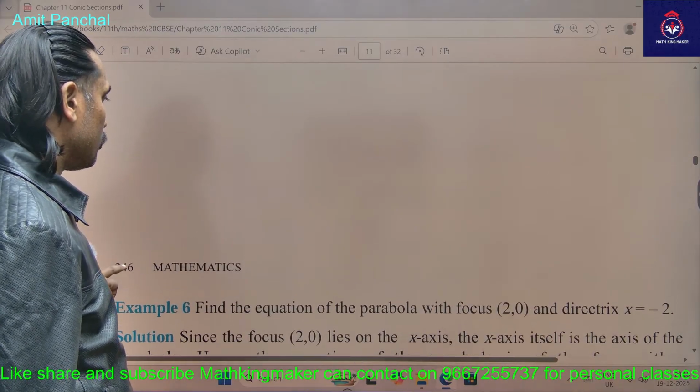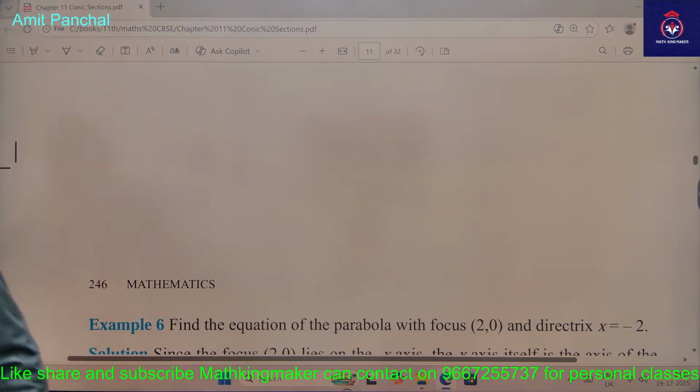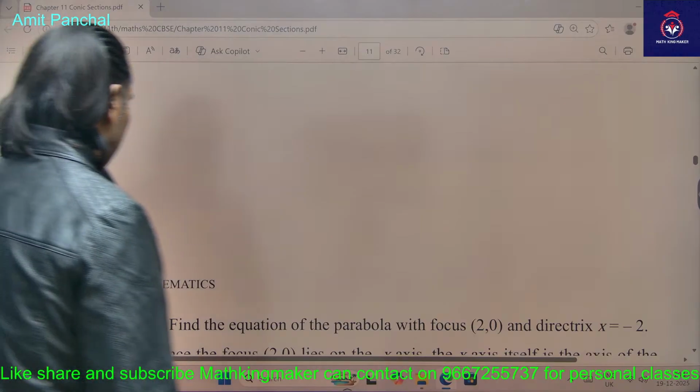Now just try to do this one. You need to find the equation of the parabola with focus 2, 0. Focus is 2, 0 this time. So a equals 2, directrix is x equals minus 2. So the equation of the parabola is y square equals to 4ax, so y square equals to 8x.